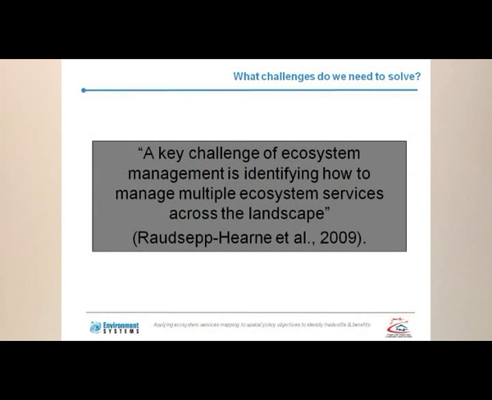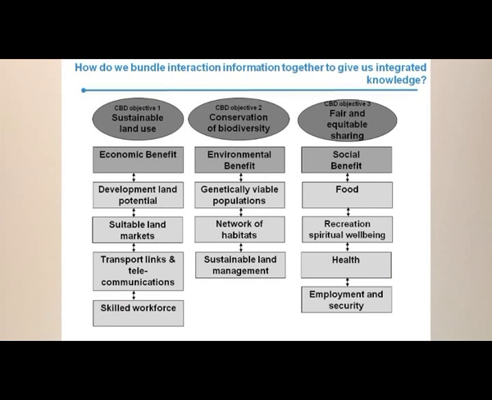Some of these key challenges are to identify how to manage multiple ecosystem services across the landscape. And in order to address that question, our latest piece of work has been based on Bridgend, and it's been looking at how we bundle interactive information together to gain us integrated knowledge. We've taken three main objectives from the ecosystem approach: the sustainable land use, which equates to economic benefit, conservation of biodiversity, which can be considered environment benefit, and fair and equitable sharing, which equates to social well-being.